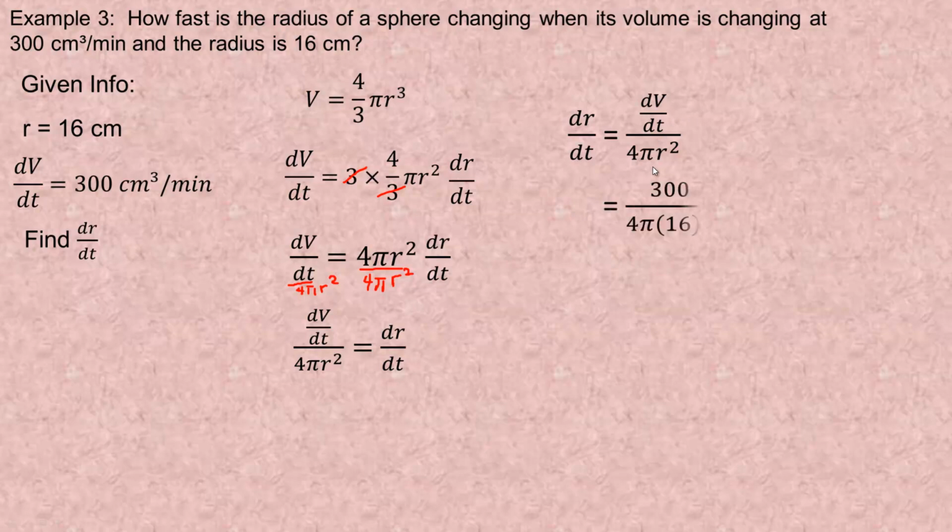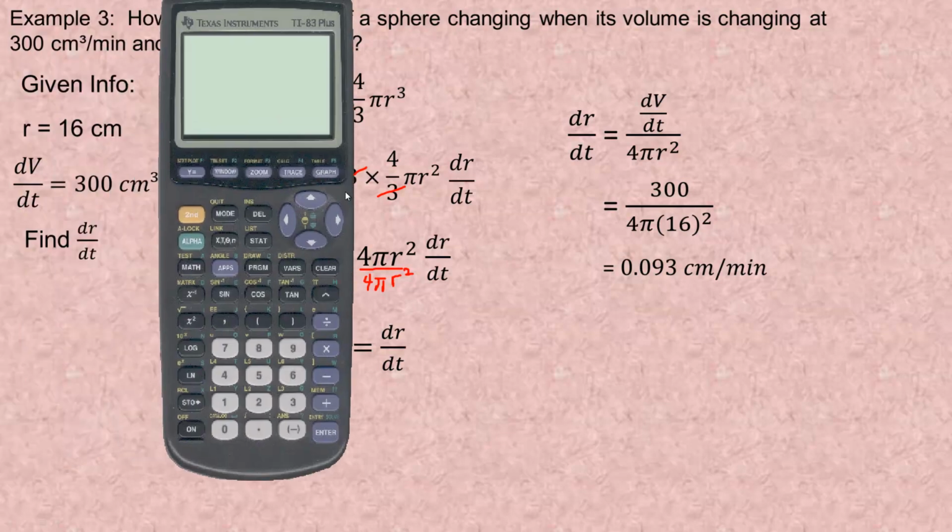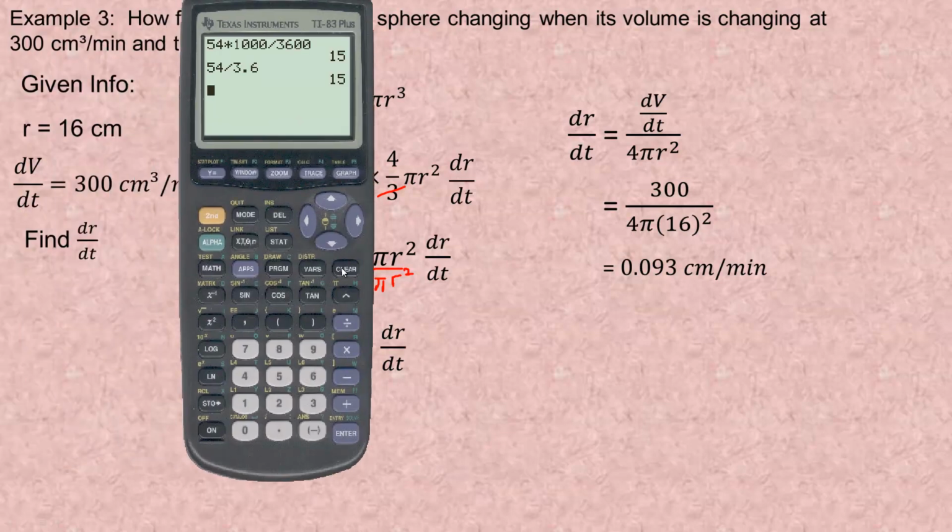And so now we would substitute in our values. We were told that dV/dt was 300, 4 pi times 16 squared. And so if you divide that, and maybe I'll bring the calculator over one more time here. So it's 300 divided by, in brackets, 4 pi, or 4 times pi, times 16 squared. So that's where I get my 0.093 from.